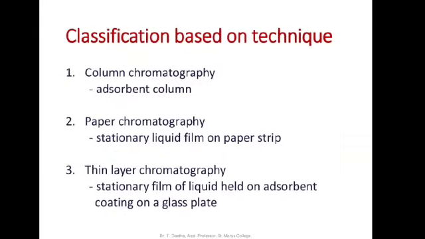Another method of classification is based on the operational technique used. For example, column chromatography employs a column of solid adsorbent as the stationary phase. Paper chromatography, where the stationary phase may either be the paper itself or a thin film of liquid held on to a paper. Thin layer chromatography, wherein a thin layer of adsorbent is coated onto a base plate made up of glass or plastic. We will discuss details of these in further classes.